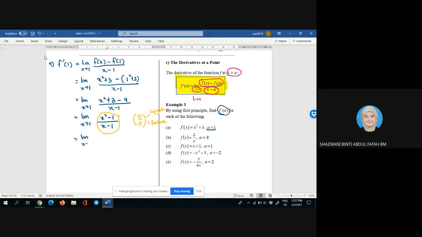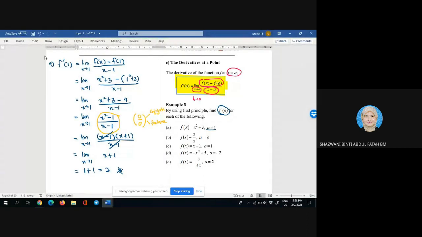Okay, so how to factorize? The numerator, you can write down as x minus 1 times x plus 1, over x minus 1. Okay, so atas dengan bawah kita boleh cancel. So this one you have limit x approaches to 1, x plus 1. Okay, so this is the simplified form, so just substitute x with 1. So 1 plus 1, this is equals to 2. So basically, this is the answer.